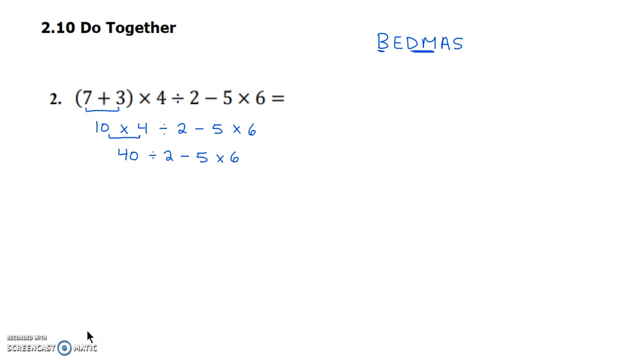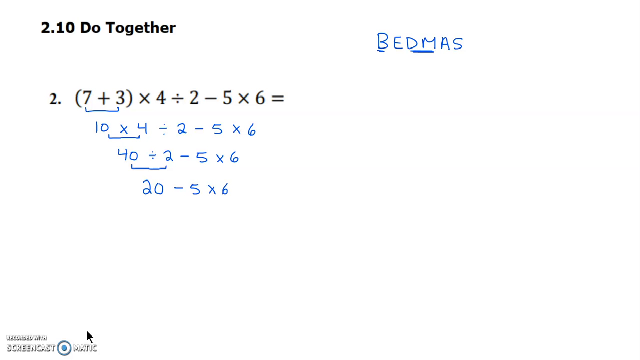Again, I have division and multiplication, and I have subtraction. Subtraction's going to come last. But because I have both division and multiplication, I have to work left to right. So my next one is 40 divided by 2. 40 divided by 2 is 20, and I write everything else down.